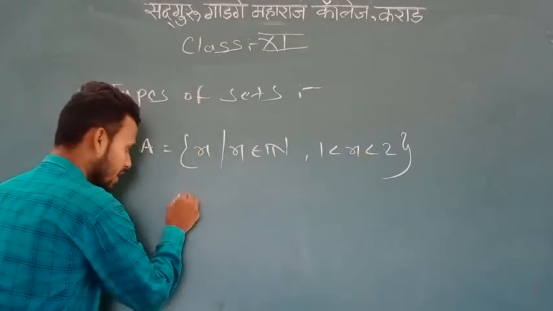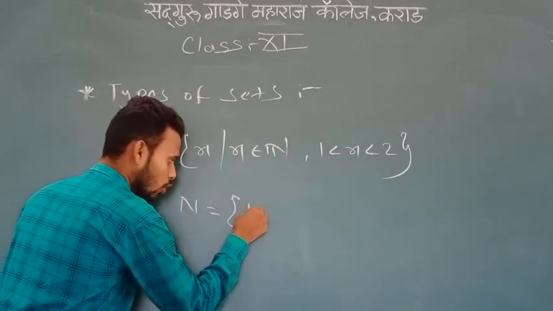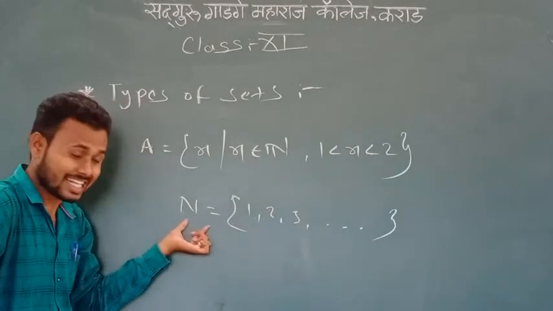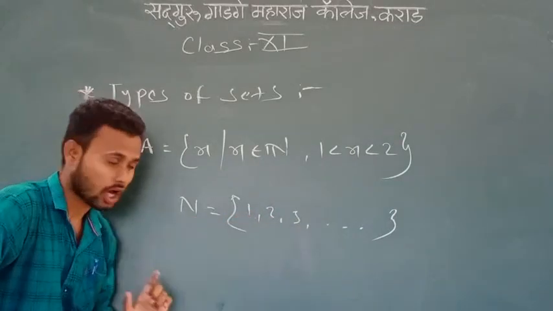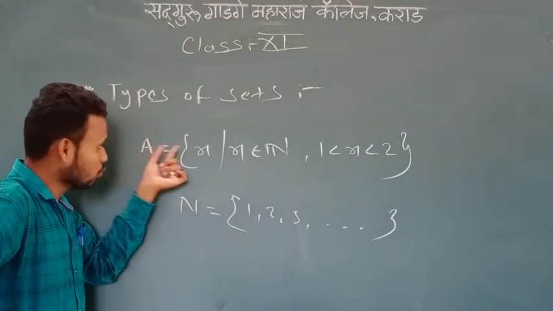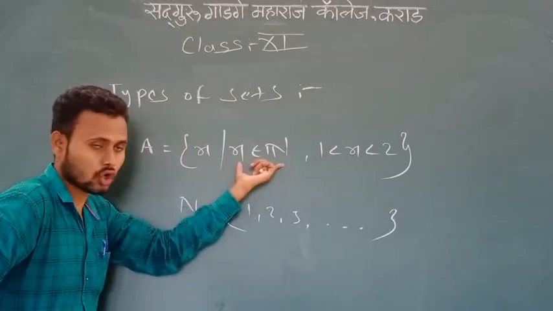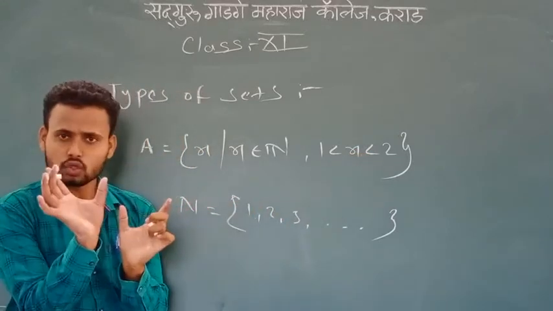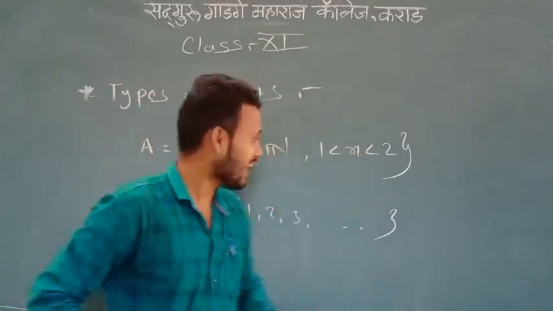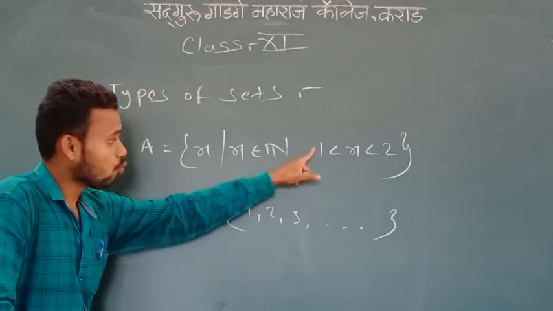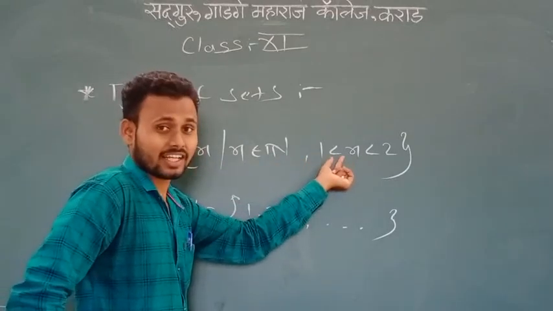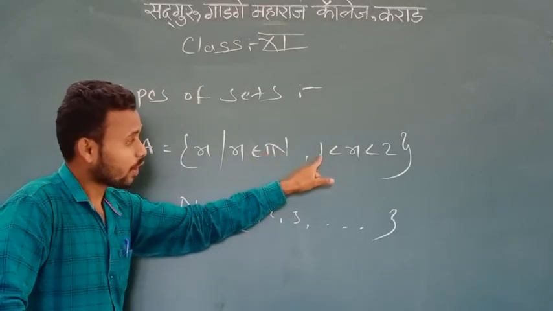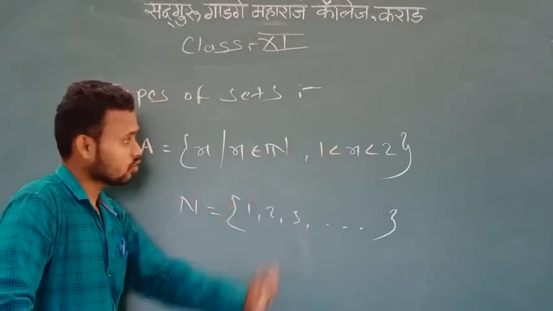We know that the set of natural numbers is 1, 2, 3, and so on. Set A is the set containing x such that x belongs to the natural numbers, and we only need the natural numbers between 1 and 2. There is strictness here, it is not less than or equal to. So A is the natural numbers that lie between 1 and 2.